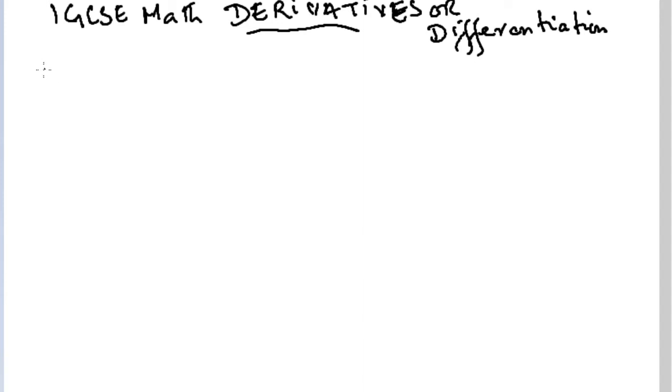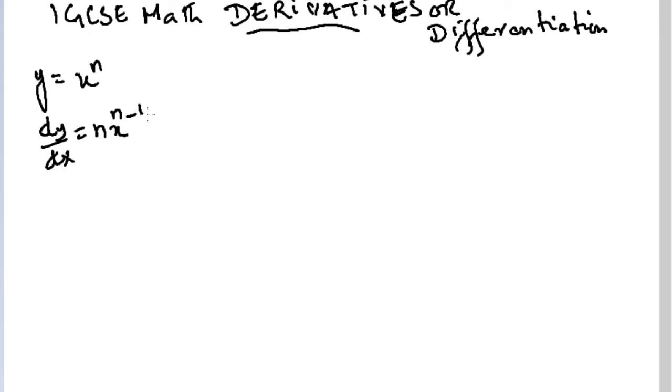There are some simple rules which we will be learning, and we will be using these rules in questions. When we do derivative questions, we will be using these rules. For example, if y is equal to x power n is given to us and they say find the derivative or differentiate this, we will do dy dx is n x power n minus 1.